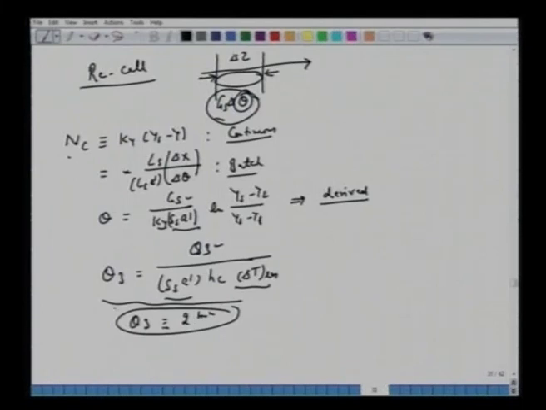Okay, so now, since we know this theta 3, we should move to region 2 or region 1 to see what calculation we can do.